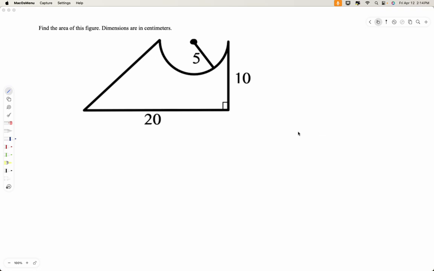All right, last one. So we have to find the area of this figure, and the dimensions are in centimeters. At first glance, you might be going, how am I supposed to know how tall this triangle is? Don't worry about trying to go all the way up here. Create a smaller triangle. Find the point here and come straight down.